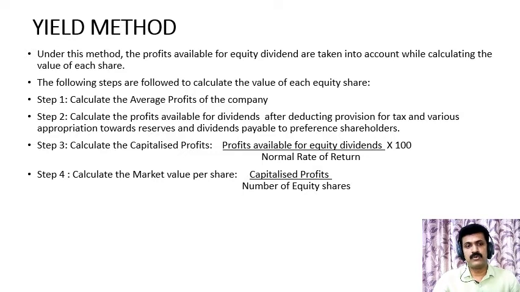In step 2, we have to calculate the profits available for dividends to equity shareholders after deducting provision for tax and various appropriations towards reserves and dividends payable to preference shareholders.